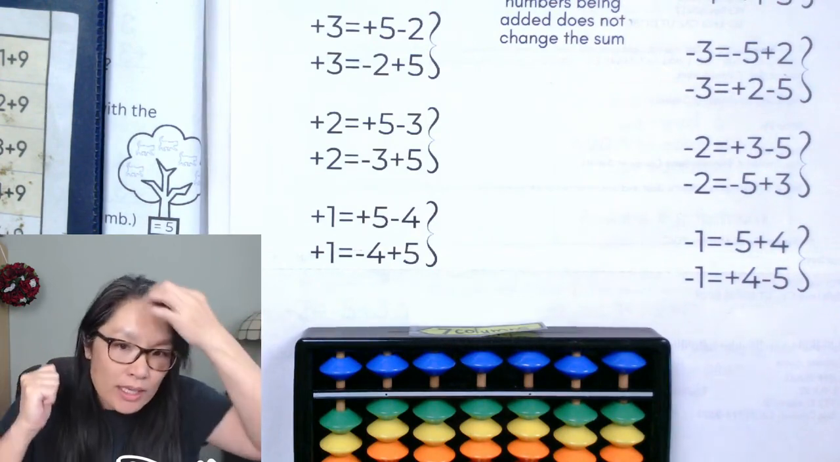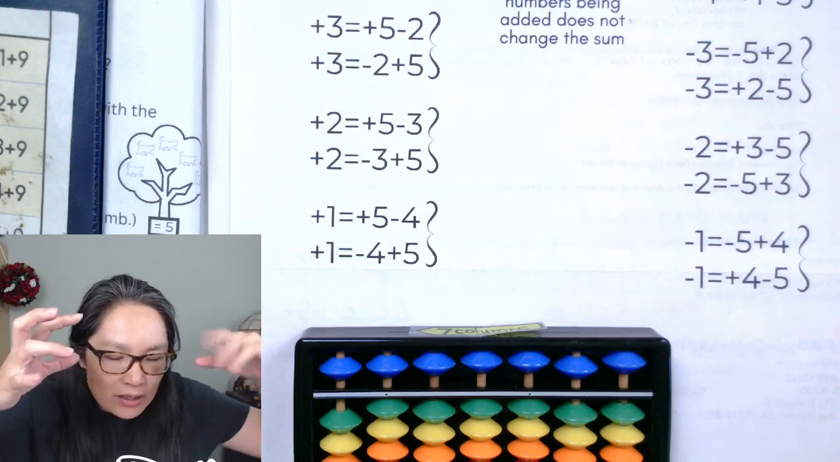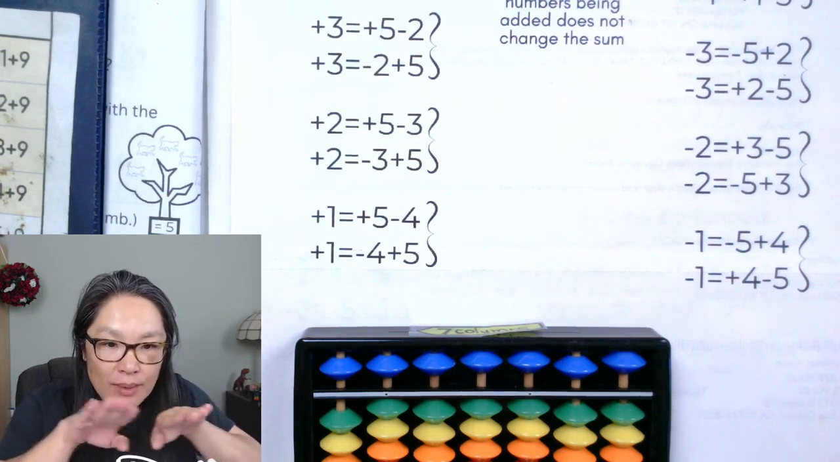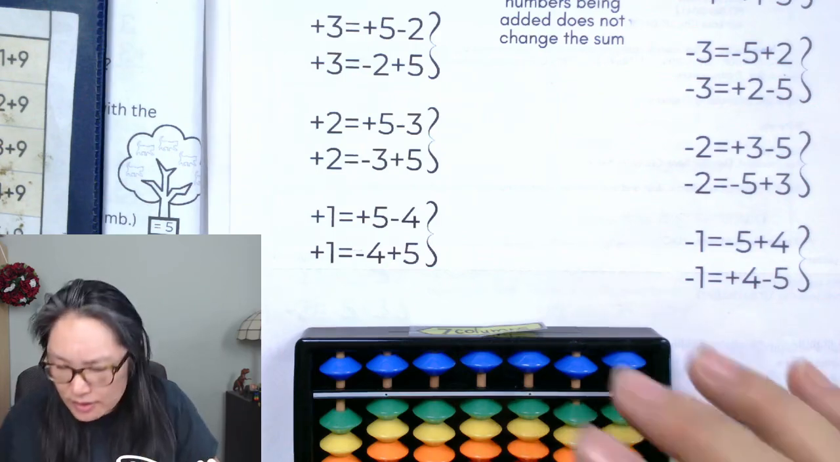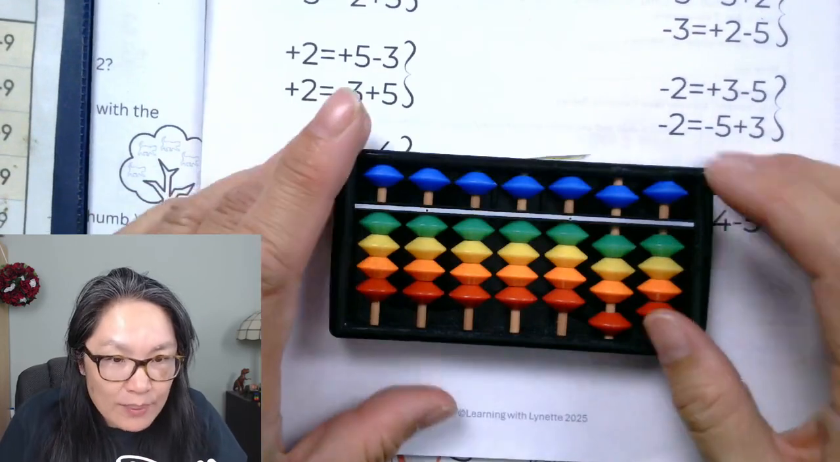I know in mainstream math, you add differently than you subtract. But in abacus, it's one and the same. It's parallel. It's complementary. It's the reverse. It's the opposite. Right? So now, what happens after this?